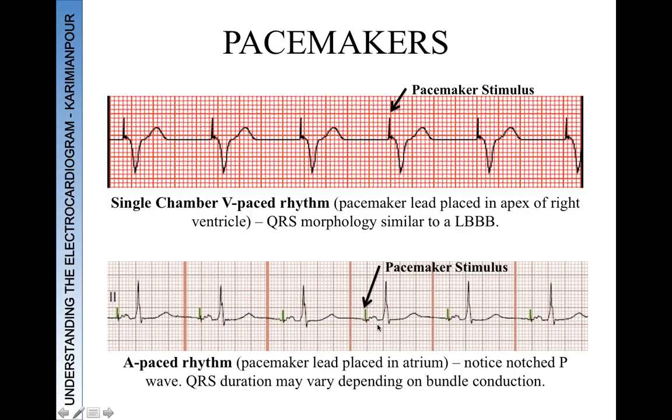And then some of that is obviously conducted down to the AV node and to the ventricle, so you have a nice narrow complex QRS as you normally would. So this is an A-paced rhythm.